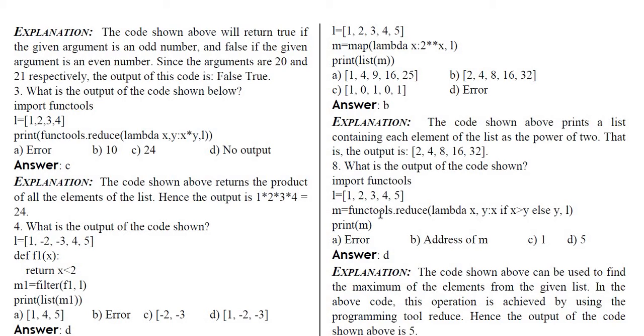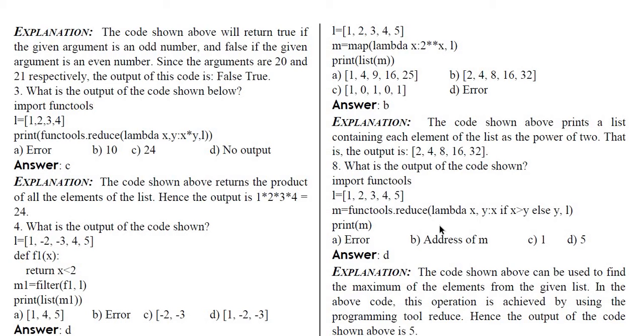Here functools.reduce is used, functools.reduce with lambda. It can be used to find the maximum of the elements from the given list. See how you will do it: lambda x, y: x if x is greater than y, else y.